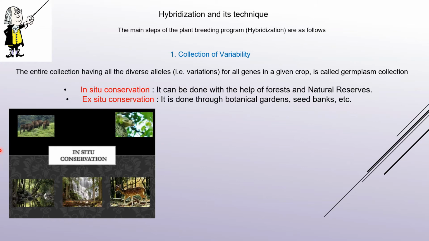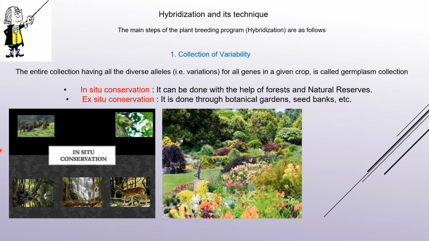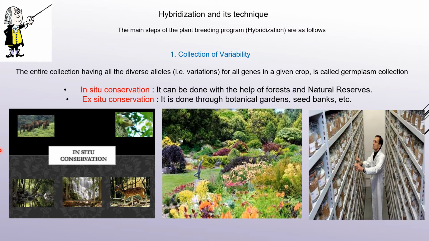Whereas the ex situ conservation is done through botanical gardens. The botanical gardens consist of many indigenous plants and it is very useful for us. And finally there is the seed bank. The same way that we have the sperm bank and pollen bank, we have the seed bank. Here if you want any particular crop of a particular quality, you can go to the seed banks and ask for that. So this is all about the collection of variability, the very first step in the plant hybridization technique. Let's see what the second step is.